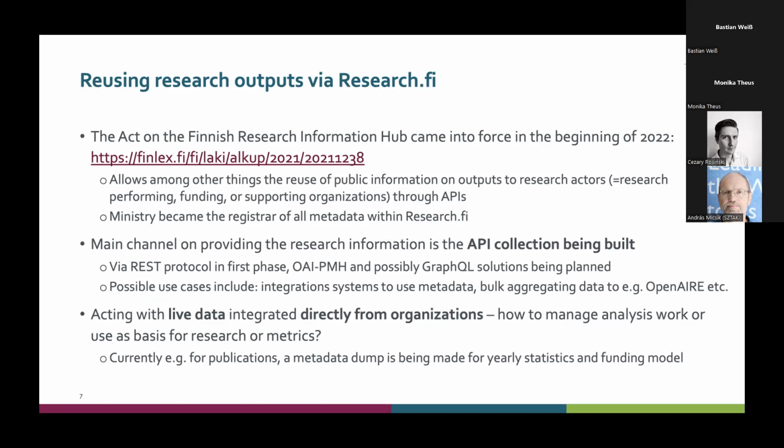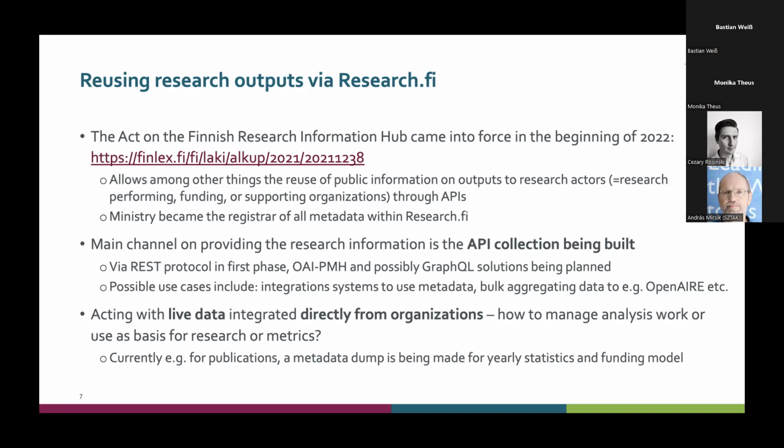First and foremost, there are the legislative changes in Finland, in the sense that we actually, together with the ministry, or cooperating with the ministry, got it through at the start of this year that there is now an act on the Finnish Research Information Hub. And what it really does is many things, but the main point here is that this now allows the sharing of this public information on research outputs.